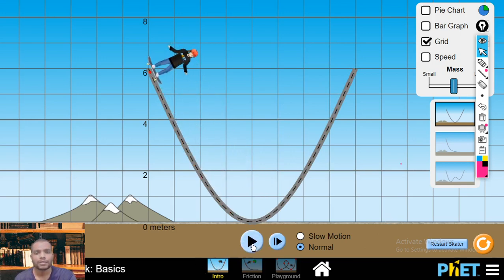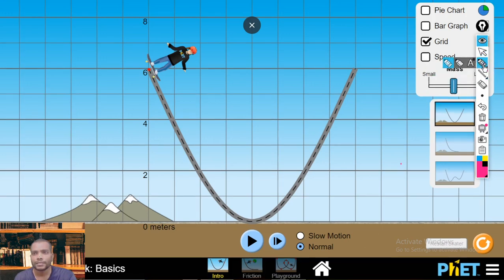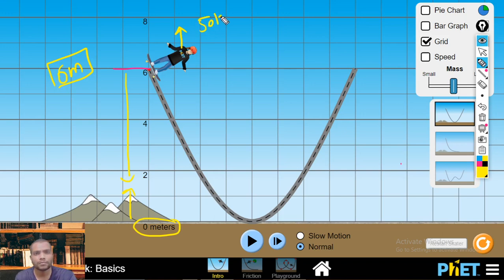So let us take a situation here. Suppose initially he is there. Now if I calculate his potential energy, here I have a scale. You can clearly see it here. This is given in meters, and this is a height of 6 meters. If I take his mass as, say, 50 kg and acceleration due to gravity g as 10 meters per second squared, and the height h equal to 6 meters.